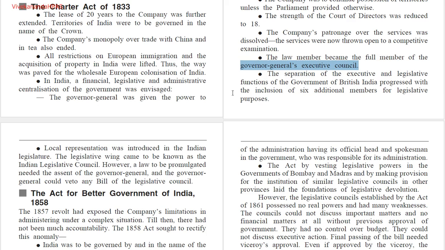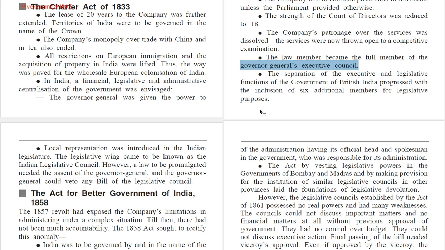At that particular time, there was no separation of executive and council. The Governor General was making the law, and the Governor General was also administering the law. So the law member was introduced in 1833, and was made the permanent or full member of the Governor General's Executive Council in 1853. Remember all these things.